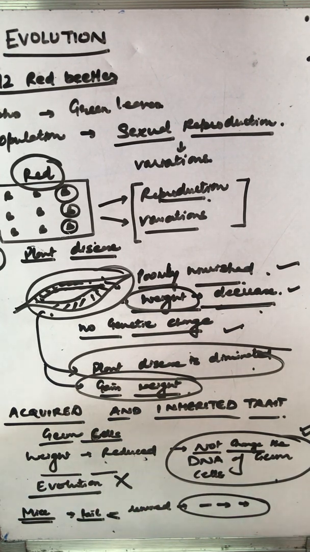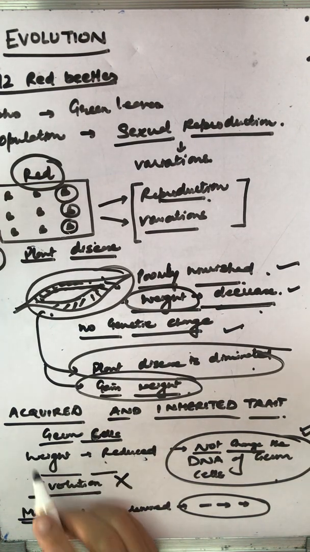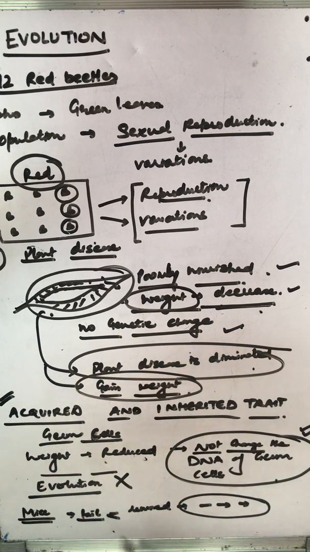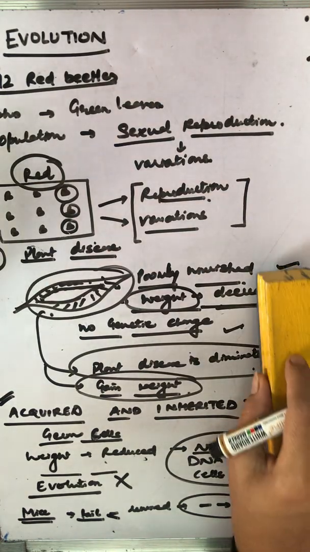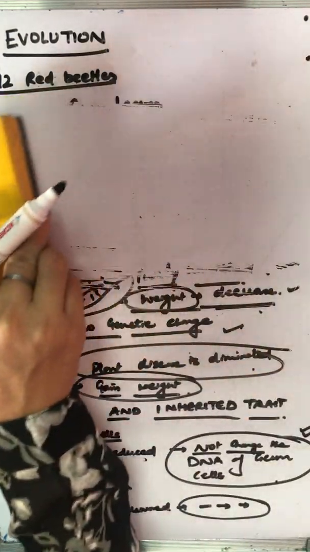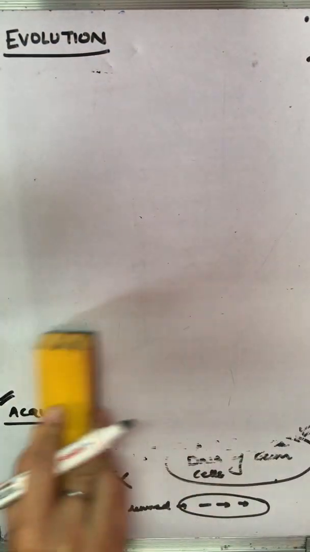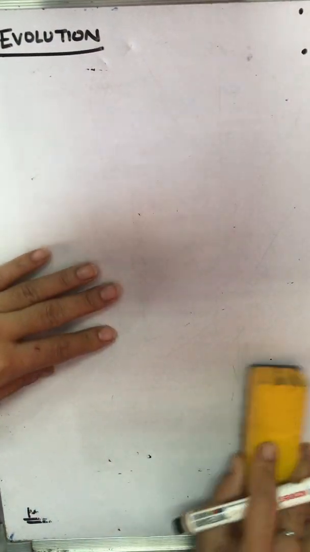Alright. From here, we have come to the third example, that an acquired trait, that is weight loss and weight gain, will not be a characteristic example of evolution. But yes, the initial ones, natural selection as well as genetic drift, are the two basic examples of evolution.